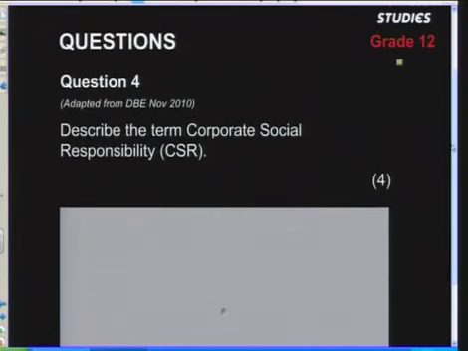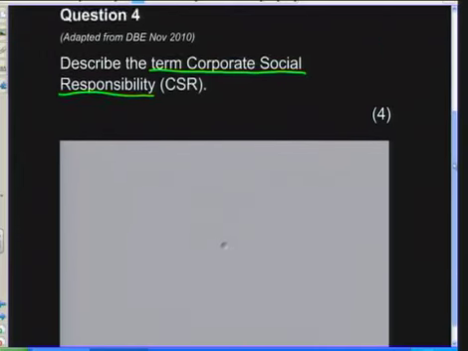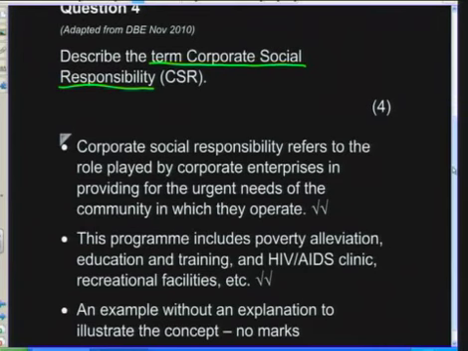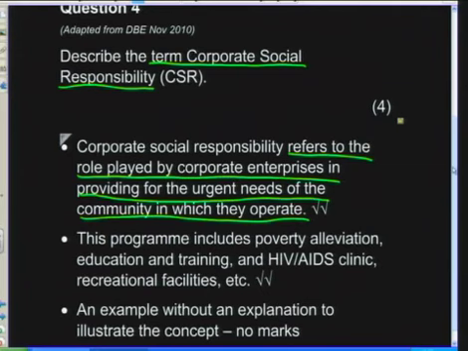describe the term corporate social responsibility. So it's just describe it, only for 4 marks. So let's see what they have to say here. Corporate social responsibility refers to the role played by corporate enterprises in providing for the urgent needs of the community in which they operate.